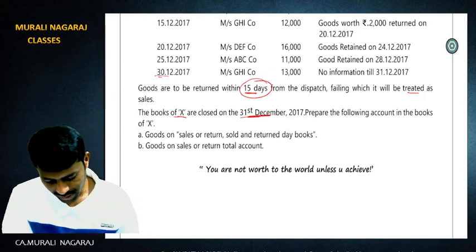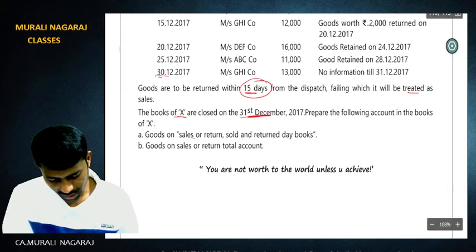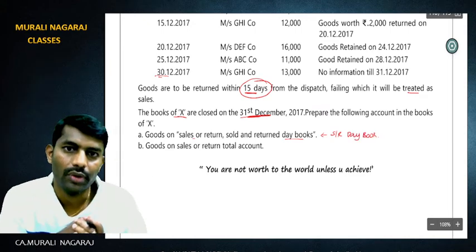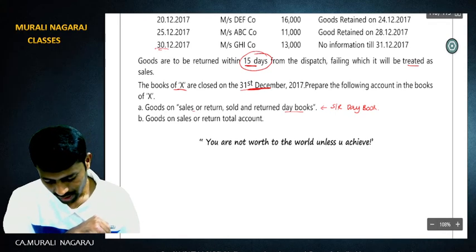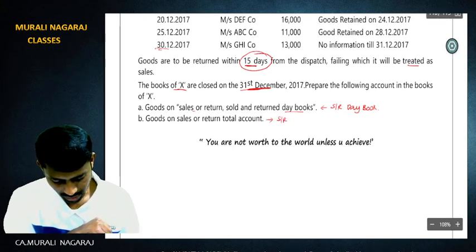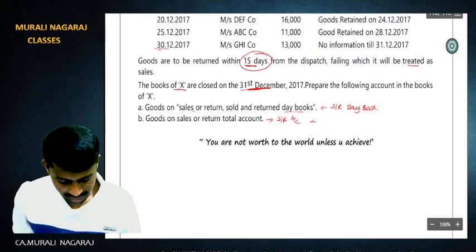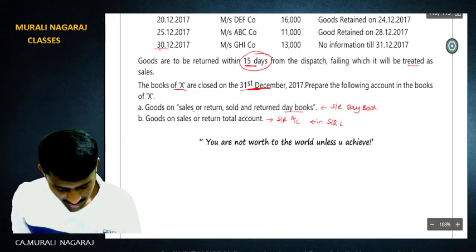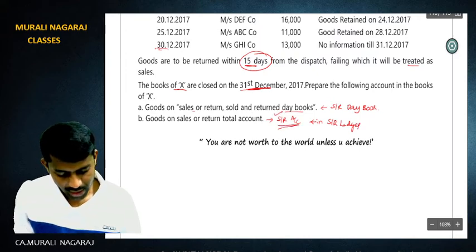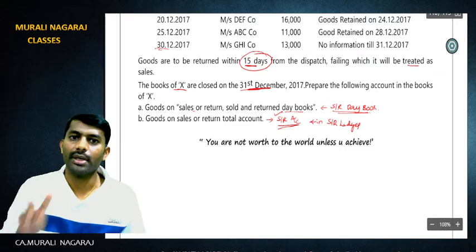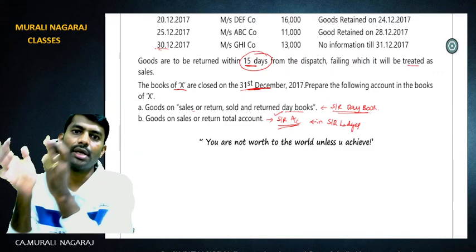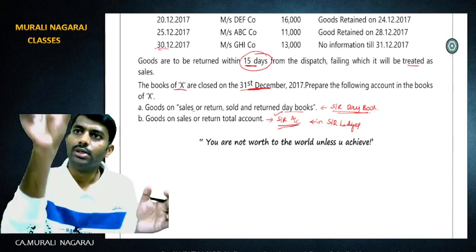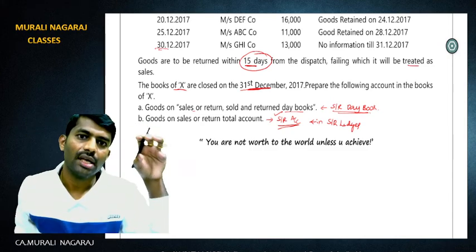That is goods sent on sale or return: the sale or return day book. One is the sale or return day book, which I have to prepare and show how it has been done. The second one is the sale or return total account, which is nothing but the sale or return account we have to prepare in the sale or return ledger. So two memorandum books: one is the sale or return day book, another one is the sale or return ledger. So how to prepare the day book as well as the sale or return ledger.